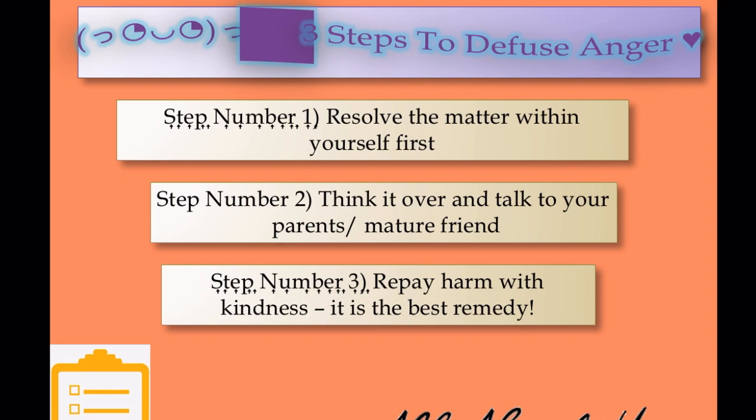However, if it's not advisable, you might benefit in this case by talking to your parents or a mature friend about what happened and about how you feel. Because expressing your emotions can definitely lift a heavy load off you and make you let go of that resentment once again.